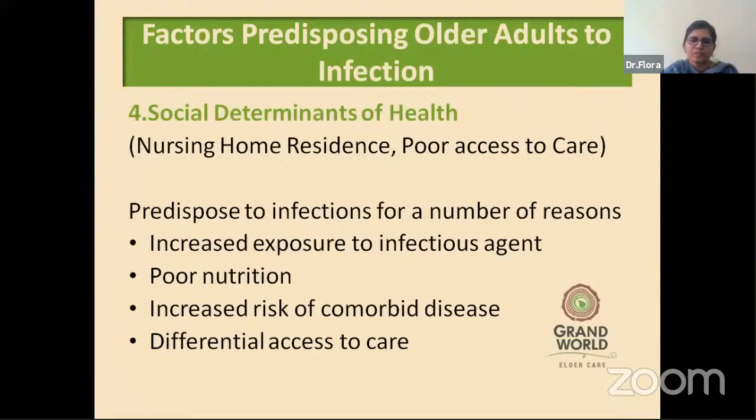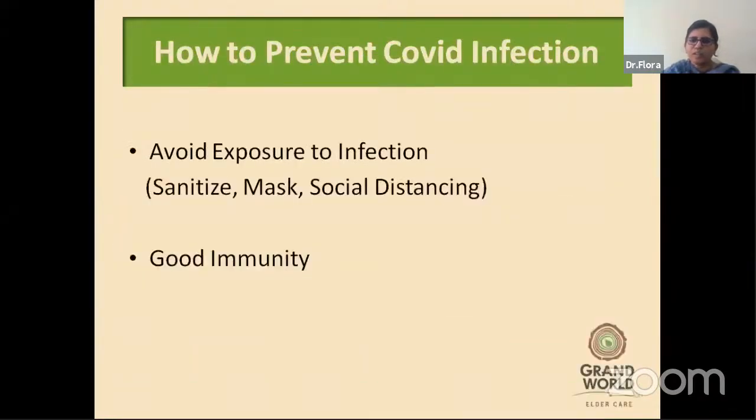So the fourth factor is social determinants of health. It predisposes to infections for a number of reasons, like increased exposure to infectious agents, poor nutrition, increased risk of comorbid disease, and differential or poor access to care. So now we saw the factors which predispose older adults to infection, like immunosenescence, comorbidities or pre-existing illnesses, malnutrition, and social determinants. Now we will see how to prevent COVID infection in the elderly.